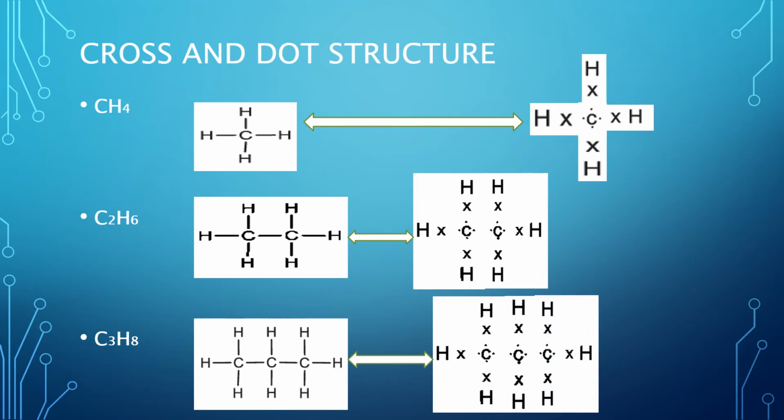Terminal carbons contain 3 hydrogens, and the central carbon contains 2 hydrogen atoms, and each bond is shown by an electron pair, 1 electron from the carbon atom and 1 from the hydrogen atom. So it is called the cross and dot structure, in which we show the electrons in the form of crosses and dots.